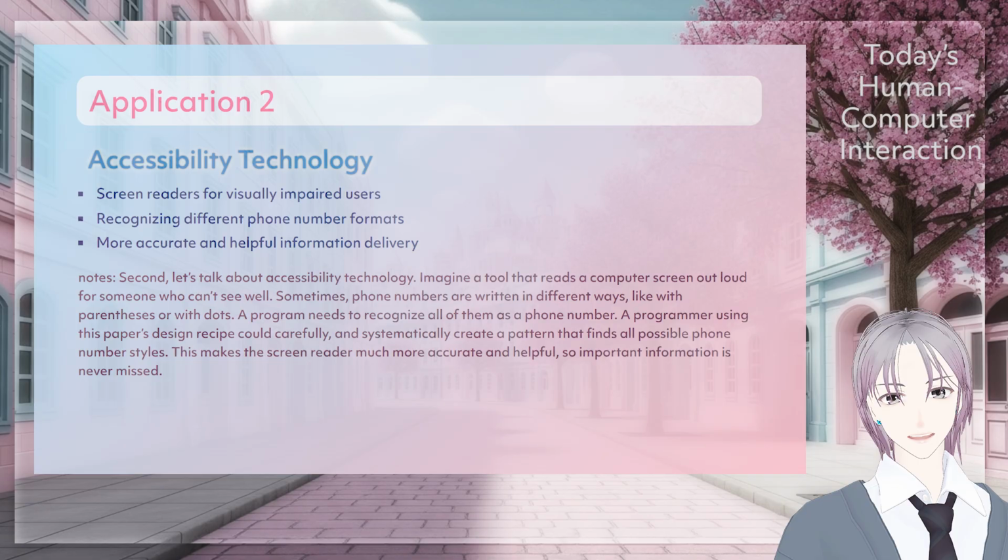Second, let's talk about accessibility technology. Imagine a tool that reads a computer screen out loud for someone who can't see well. Sometimes, phone numbers are written in different ways, like with parentheses or with dots. The program needs to recognize all of them as a phone number. A programmer using this paper's design recipe could carefully and systematically create a pattern that finds all possible phone number styles. This makes the screen reader much more accurate and helpful, so important information is never missed.